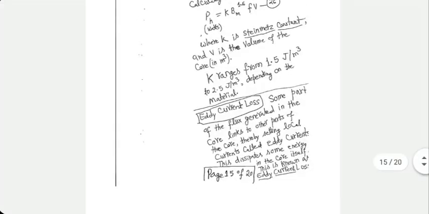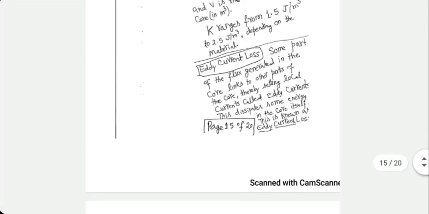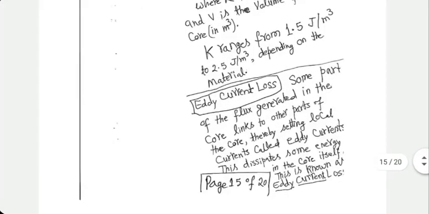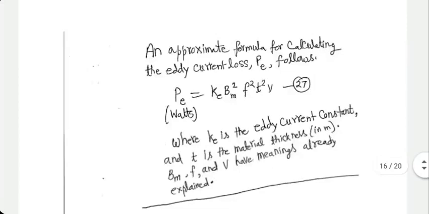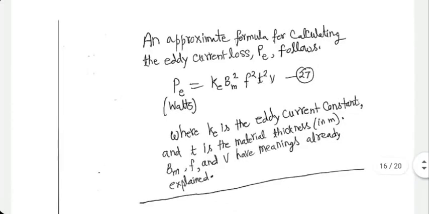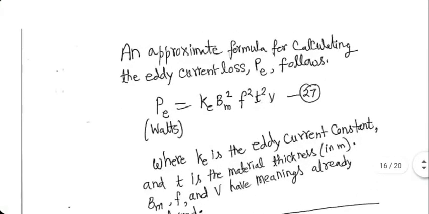Eddy current loss, for that also there is an equation. First of all, you can read this: some part of the flux generated in the core links to other parts of the core, thereby setting up local currents called eddy currents. This dissipates some energy in the core itself. This is known as eddy current loss. It is undesirable, but it's there. An approximate formula for that loss is also given. I don't know who derived it.